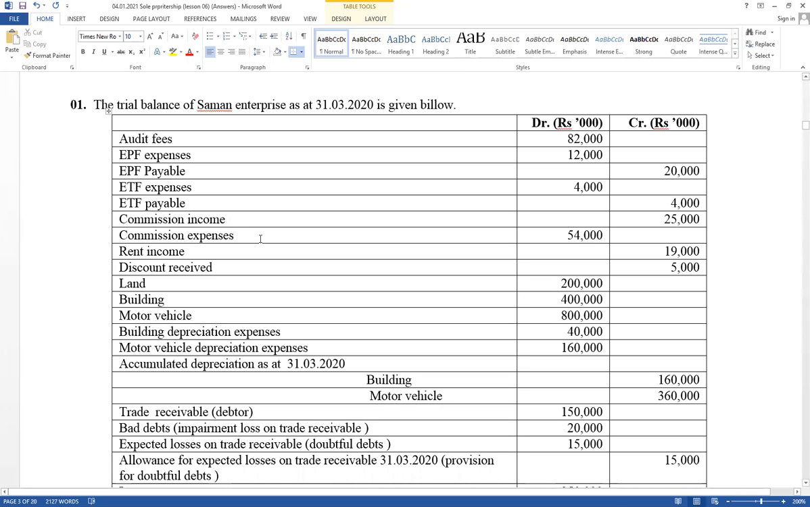Commission expense and distribution expense. Rent income and other income. Discount receipts and other income.